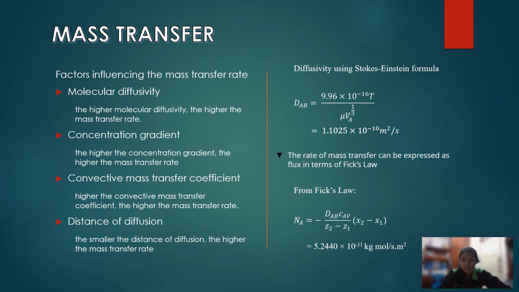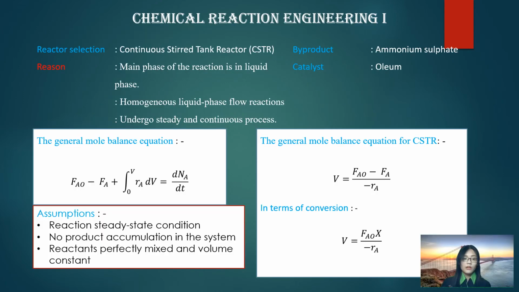Next, the rate of mass transfer can be expressed as flux in terms of Fick's law. Once the value is inserted into Fick's law, the final flux obtained is 5.244 times 10 to the power of negative 11 kilogram mole per second meter square.